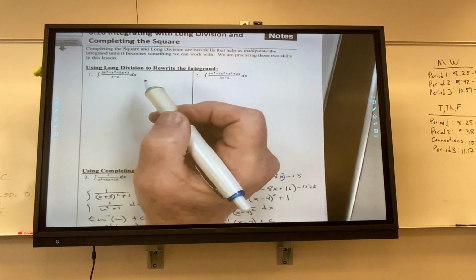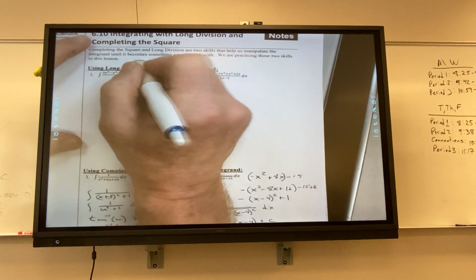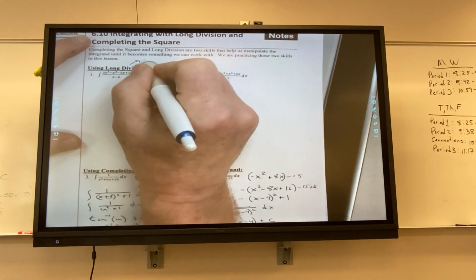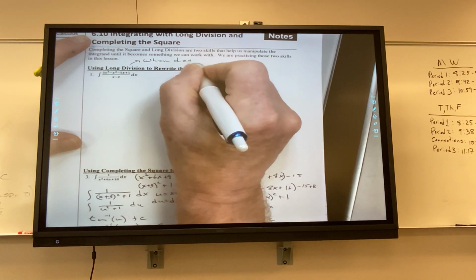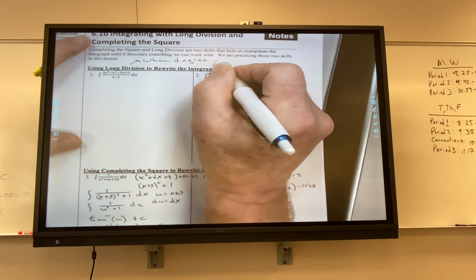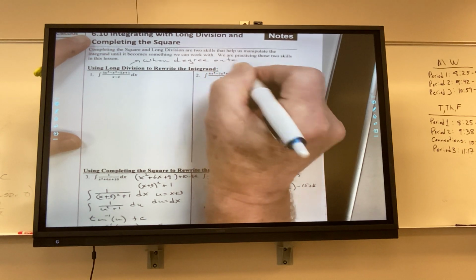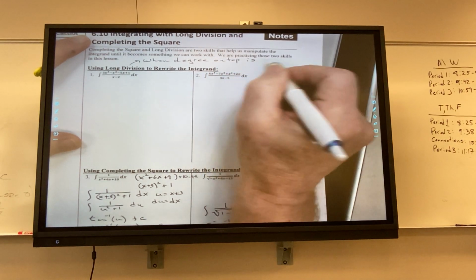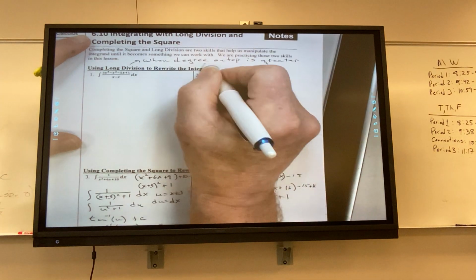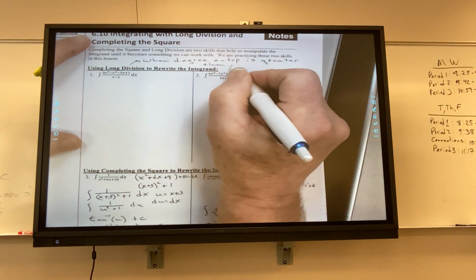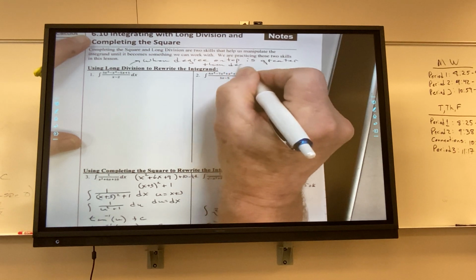And I'm going to write that right above here. Long division when degree on top is greater than degree on bottom.